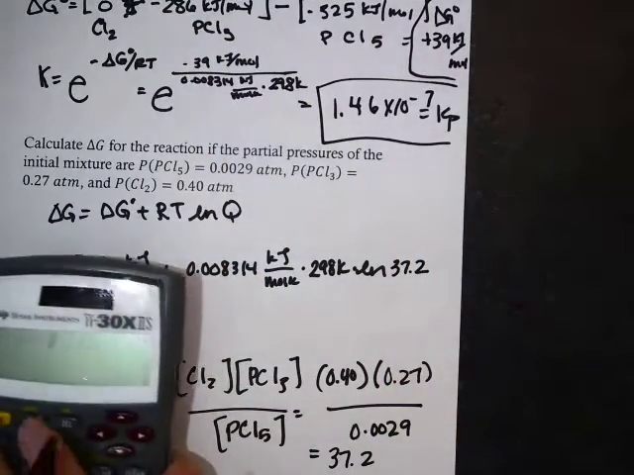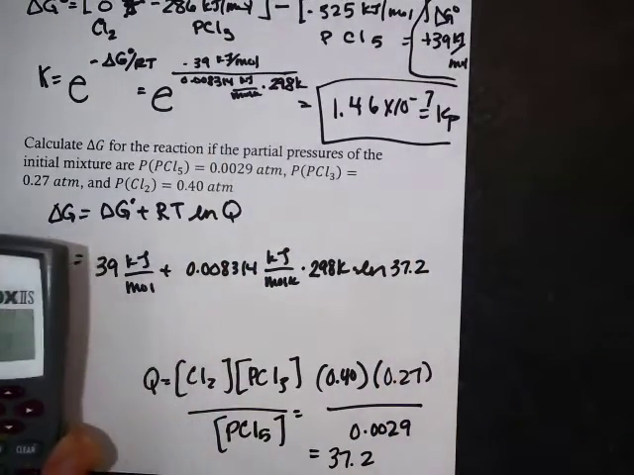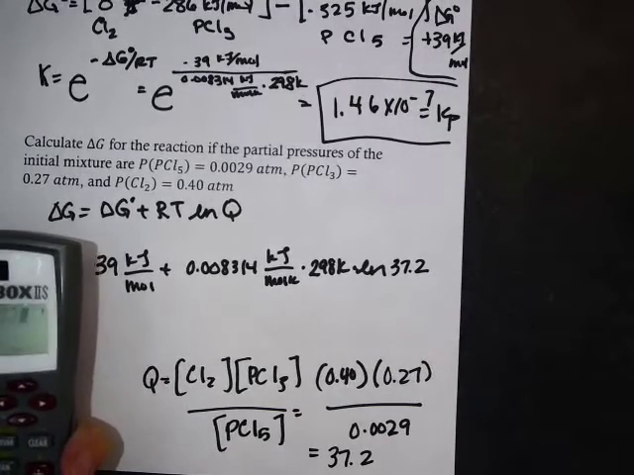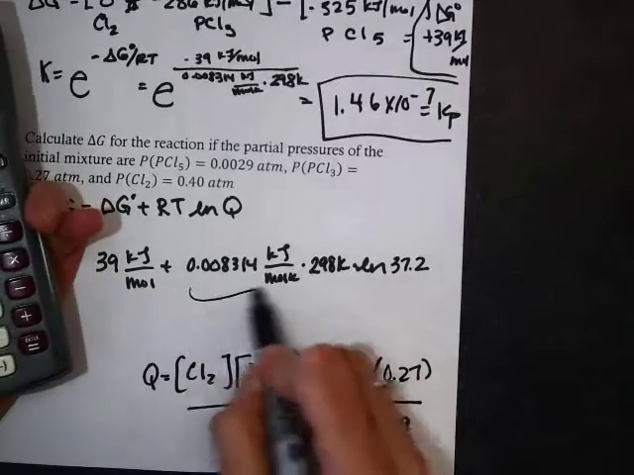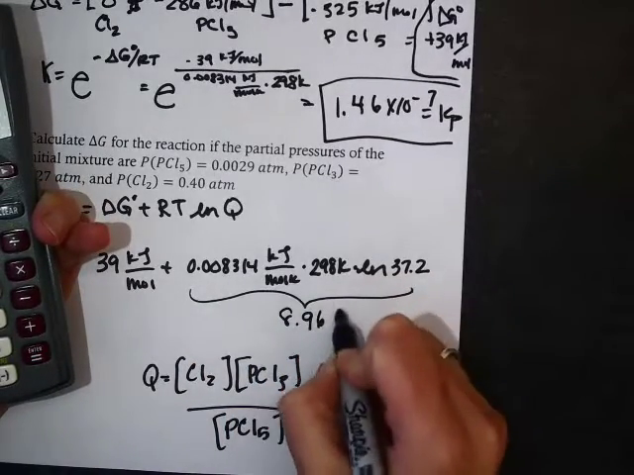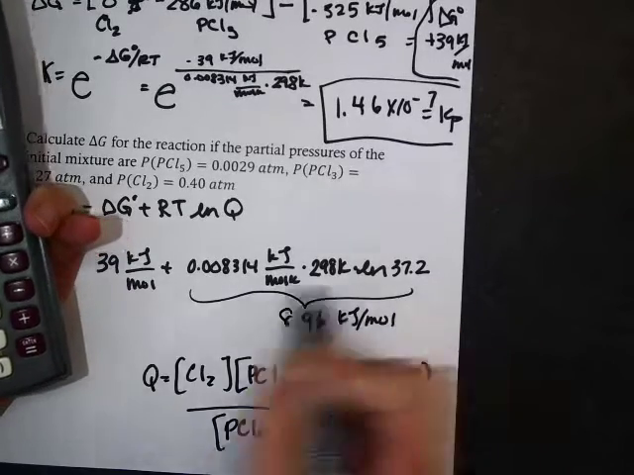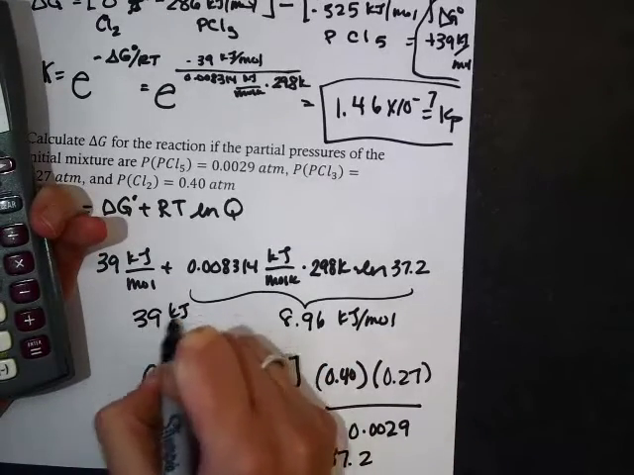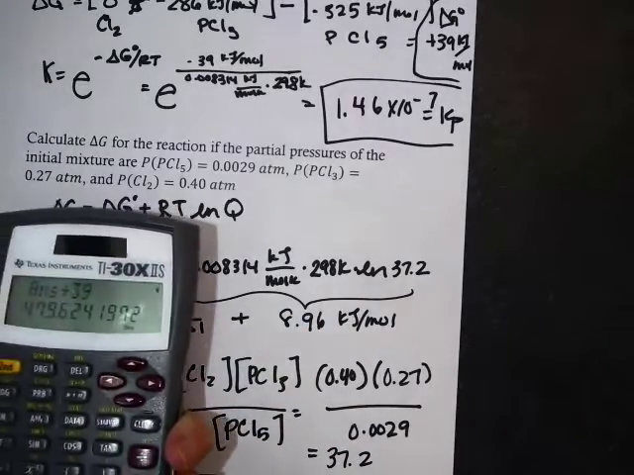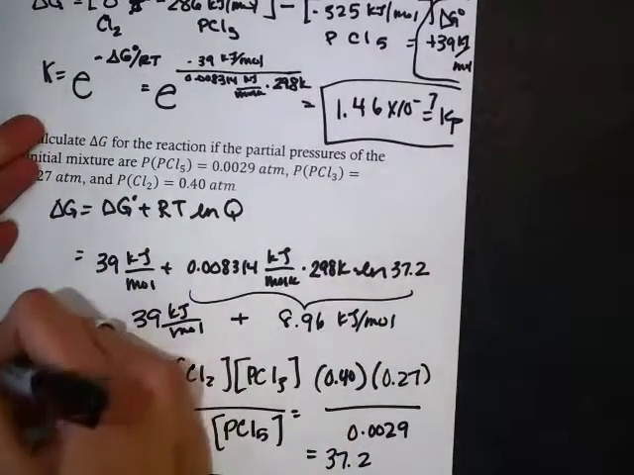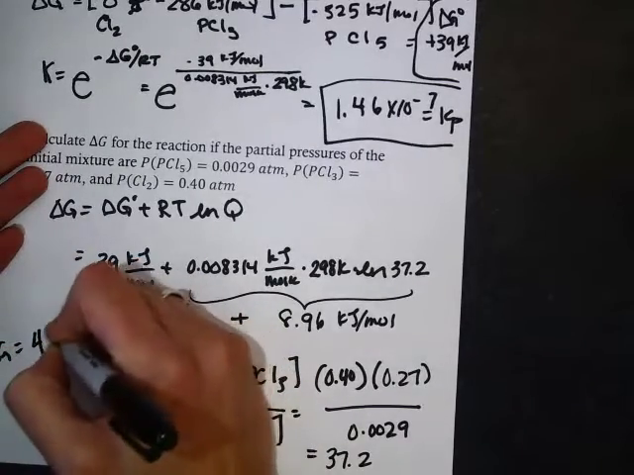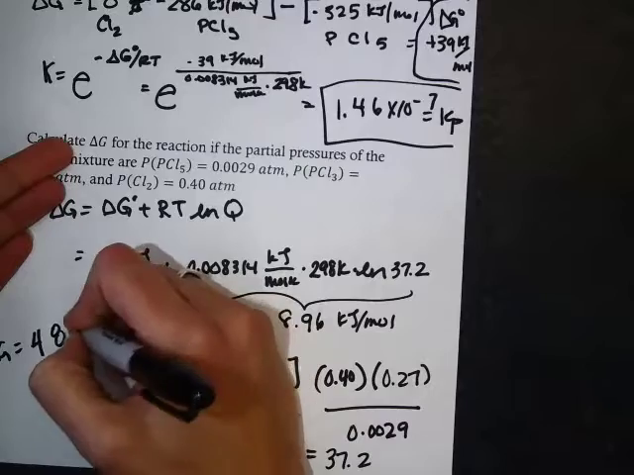Take the natural log of that, multiply by the 298, multiply by the R converted to kilojoules, 0.008314. And for that whole part, I got 8.9. The Kelvin would cancel, so my units would just be kilojoules per mole. Add that on to my delta G standard, 39, from before, and I'll get my answer, which to 2 sig figs is 48. And then the units would be kilojoules per mole.